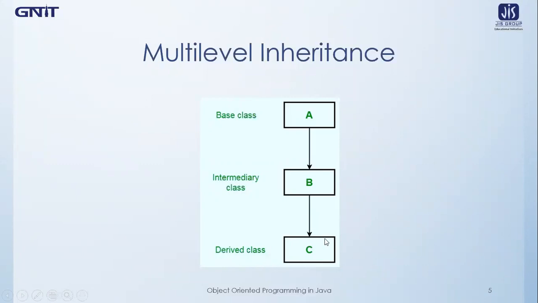And if this chain goes on, then it will be treated as multi-level inheritance. So this concept that we can see here can be implemented using a Java program, and if we can do so, then it can be treated as an inheritance program which will implement the multi-level inheritance concept. So let us do the program to implement this inheritance in Java.